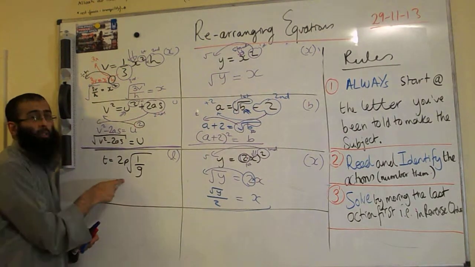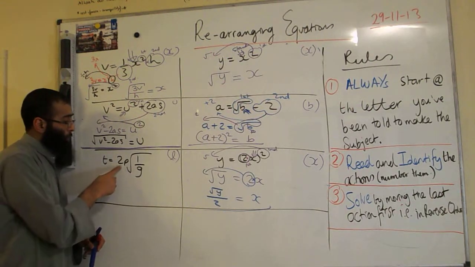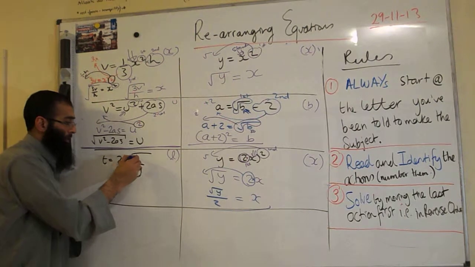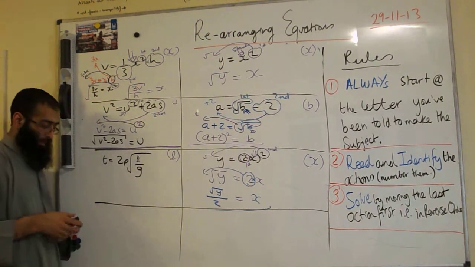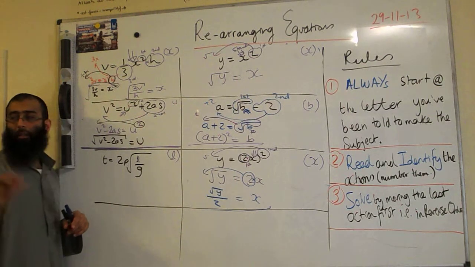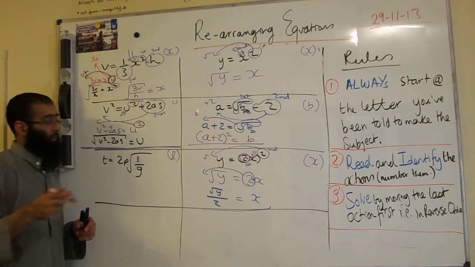Right, here comes the last question on this video. Okay, we've got t is equal to 2p times the square root of L over g. We've got to make L the subject. Now, it doesn't matter how complicated they make the question, if you follow the rules, they are easy.